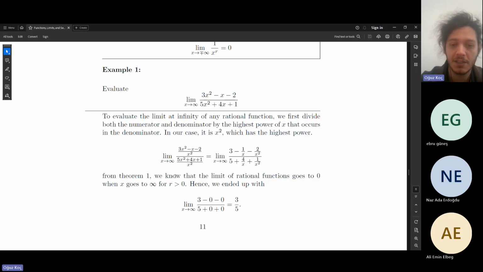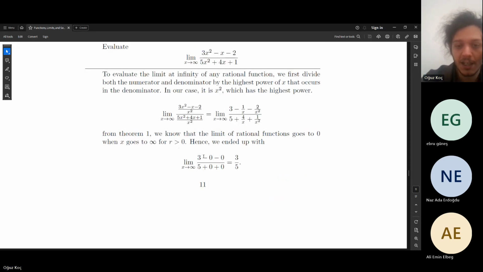From theorem 1, we know that the limit of such rational terms goes to 0 when x goes to infinity, minus and plus, for r greater than 0. In here, r is equal to 2. It is also 2. In here, the power of x is equal to 1. Therefore, these terms go to 0 since the powers are greater than 0. Hence, we end up with 3 over 5.